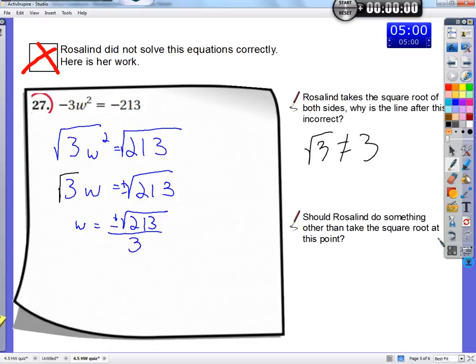Well, I think you're trying to do that because you see it in the square root. But we're going to not take the square root. So let's back up to where she was before that. She had 3w squared equals 213. So we're saying she should do something other than take the square root. What about this? Should we divide this by 3?